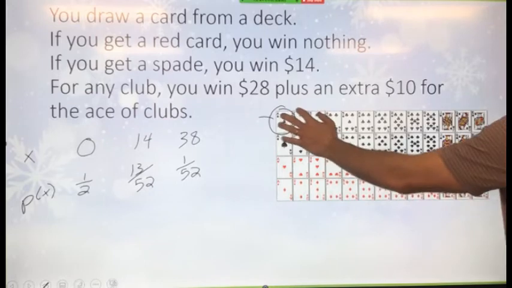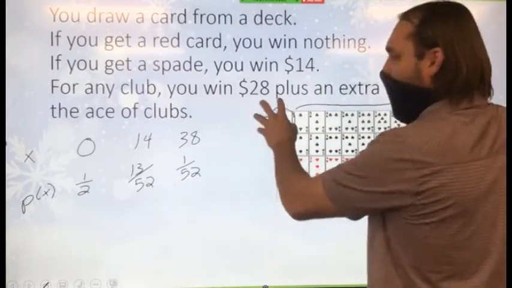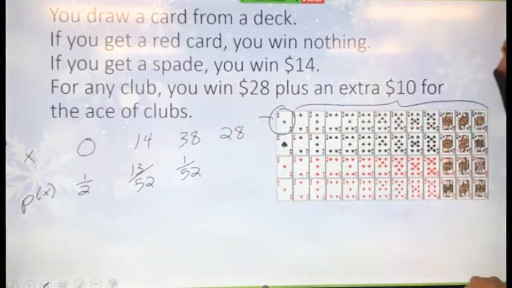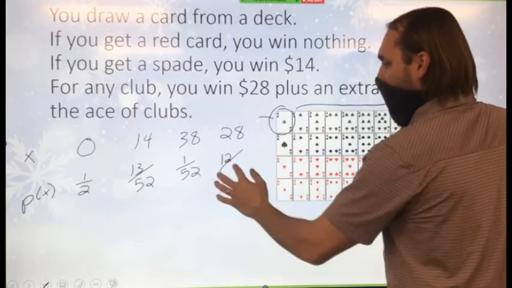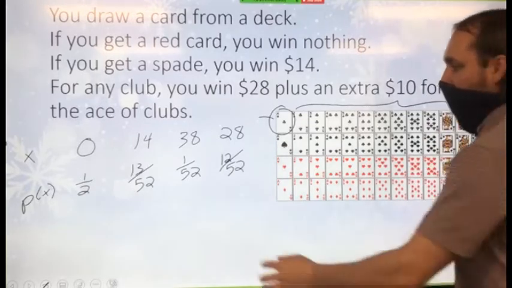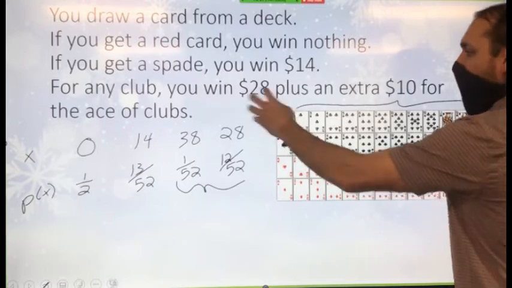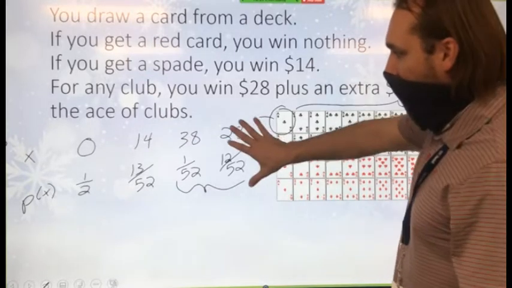And then the rest of the clubs, because I got to take that one out, right? Is a special case. I get 28 dollars. And how many clubs do I have left over after I take that one ace of clubs out? 12 out of 52. So this was the tricky part, knowing you had to take the ace of clubs out and just leave you with the 12. Hopefully you saw that. So here's my distribution model.